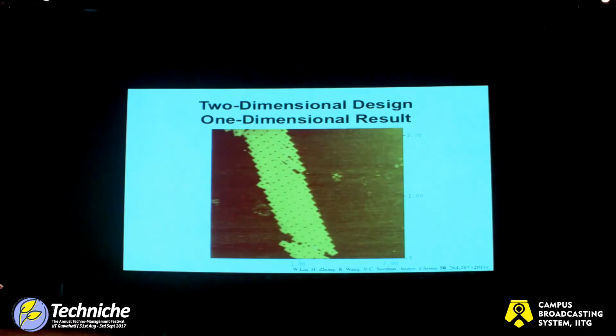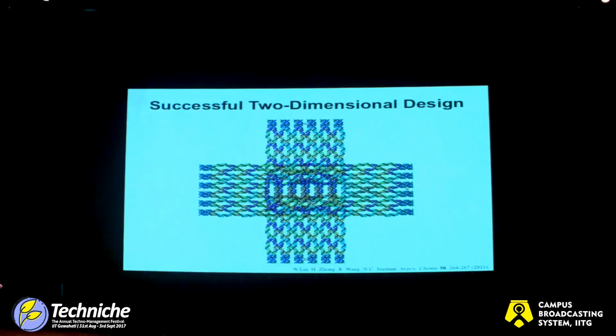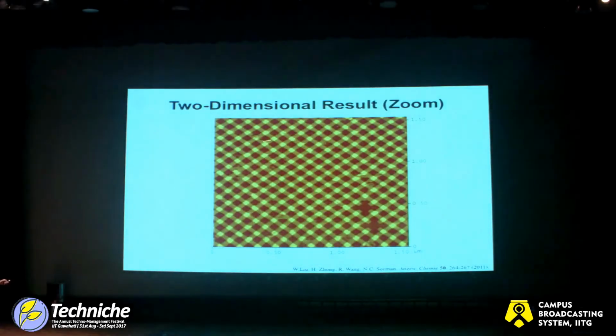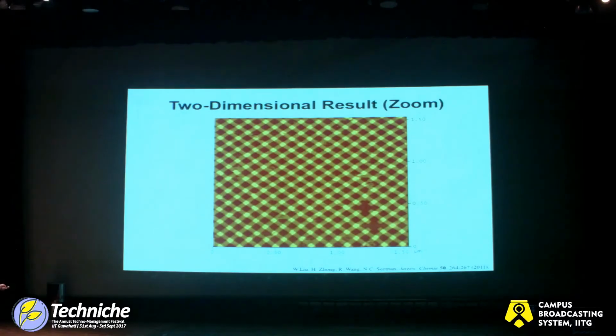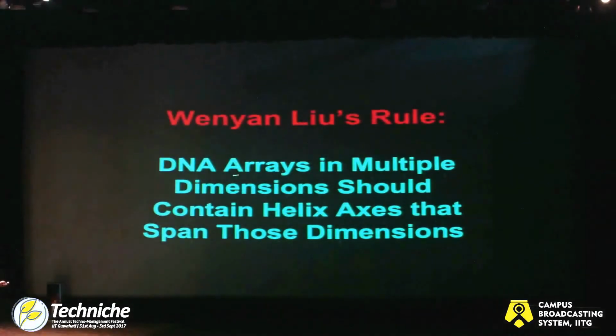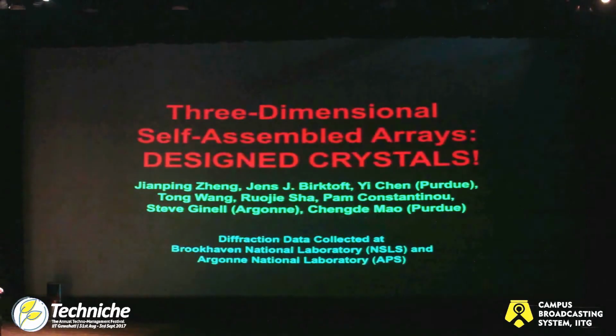And what Wenyan Yu recognized was that the helix axes are all pointing this way. And he said, well, why don't I just make something where the helix axes are pointing both ways? So he designed an origami that did that, and it looks like this. Then he made this 2D array, and you can see it's authentically 2D without any problem. And that leads us to what we call Wenyan Yu's rule, which is that DNA arrays in multiple dimensions should contain helix axes that span those dimensions, that point somehow in the directions of those dimensions.